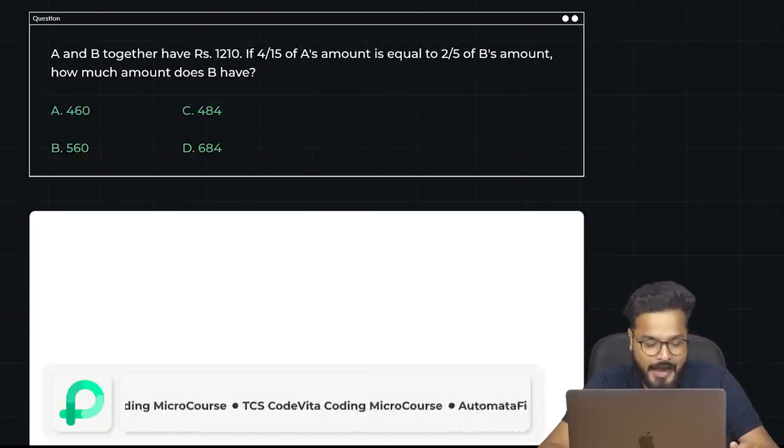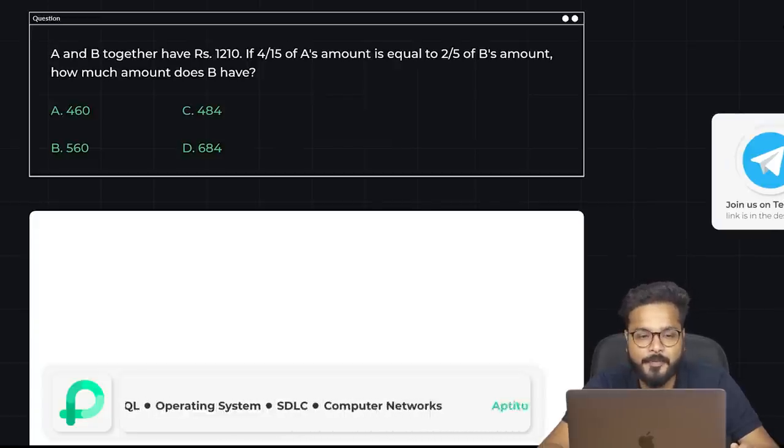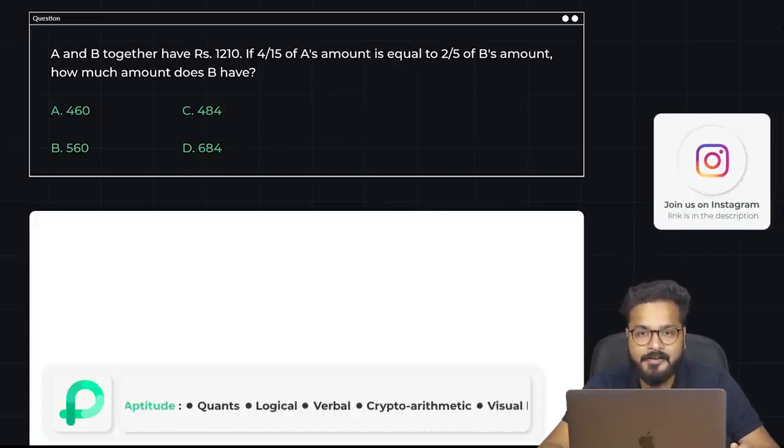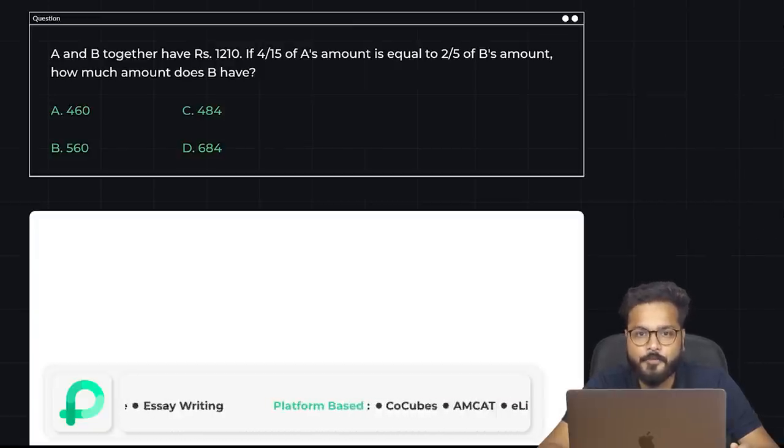Let us not waste any more time here and start with our first question. The first rule, have a pen and paper with you. Second thing, read the questions and try solving them on your own. You can pause the videos and then start solving them on your own, because that is how you would be the most profitable out of these videos.